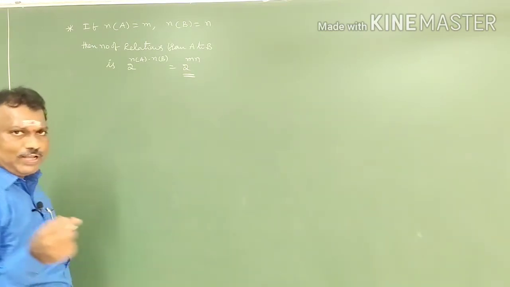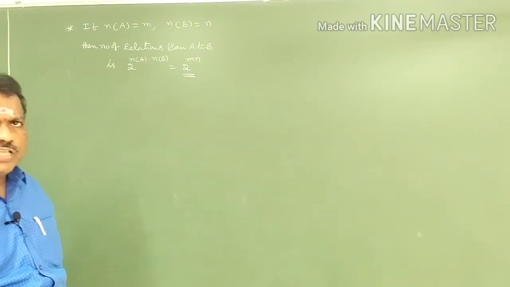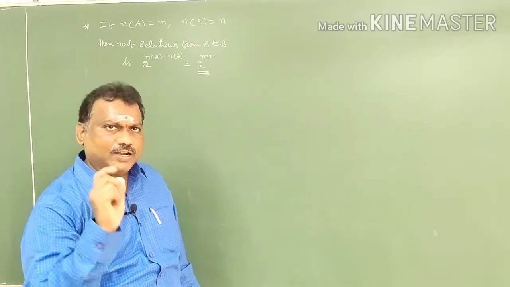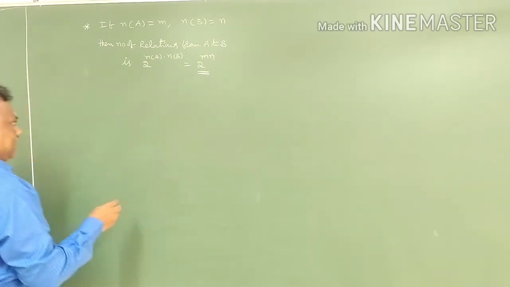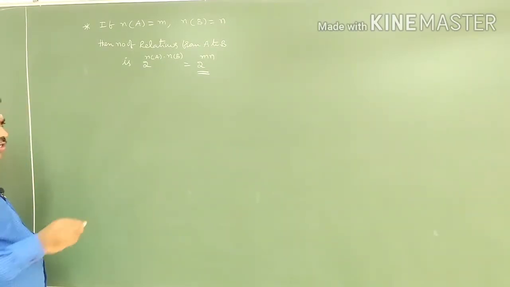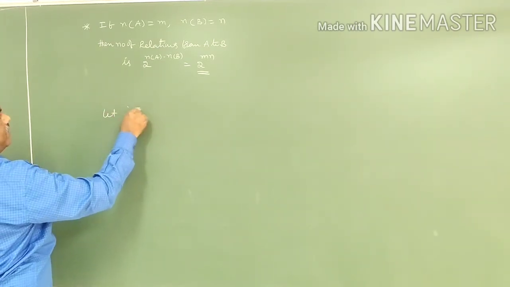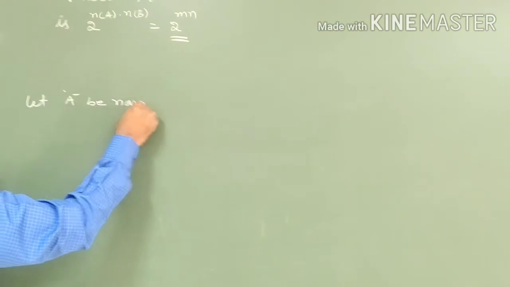Now that was for two sets. In the second PU we will go through the description of a relation on a particular set, from A to A. Let me discuss it here. So if given, let A be a non-empty set.